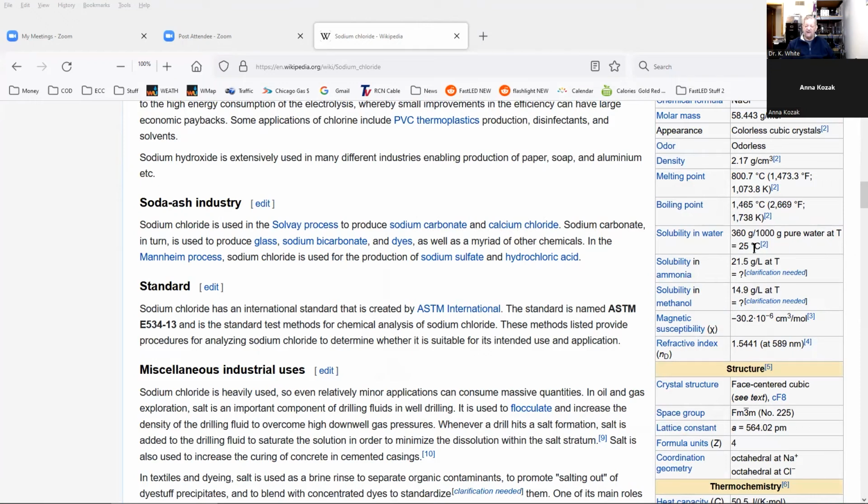At 25 degrees Celsius, you can put in 360 grams of salt per 1,000 grams of pure water. And that's the maximum. You can't put one more molecule after that. And I don't know why, but they have the solubility in ammonia. And it needs clarification. The solubility in methanol, they don't have a temperature. Why people would need that, don't know. But let's look at another one.